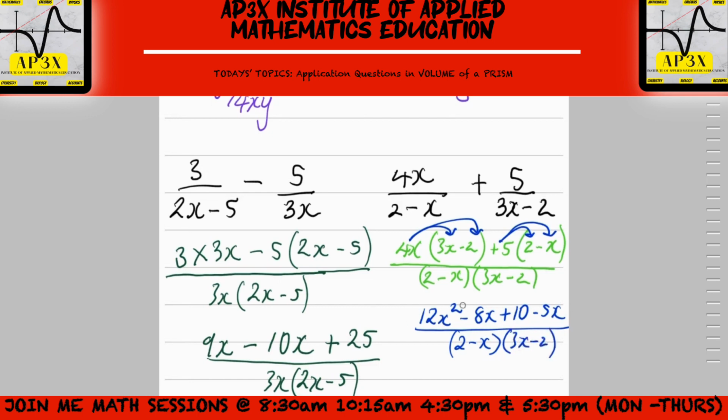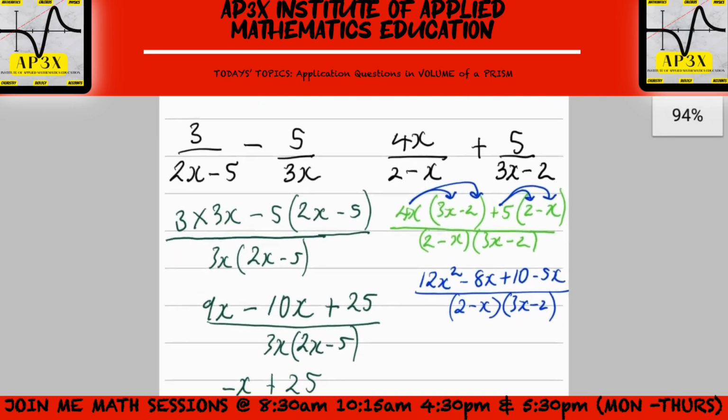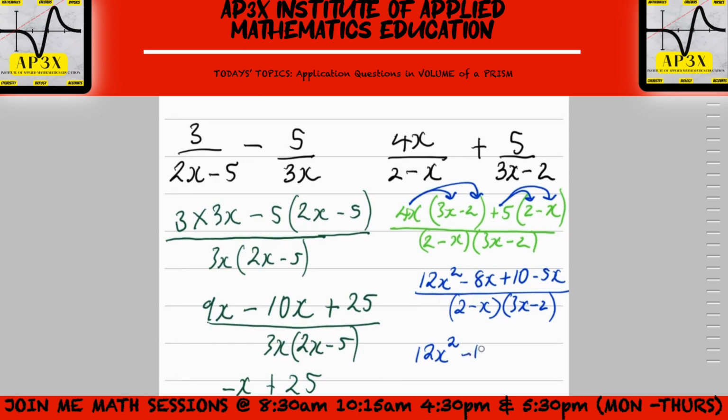Now let's observe to see if there's any like terms that may be at the top here. If you guys want to group, you can say 12x and group the minus 8x with the minus 5x, but I think that most of you guys here who are watching will obviously understand that minus 8 minus 5 gives us minus 13.